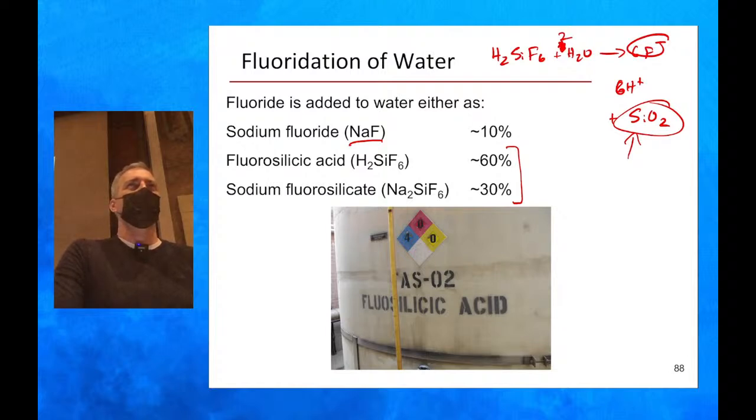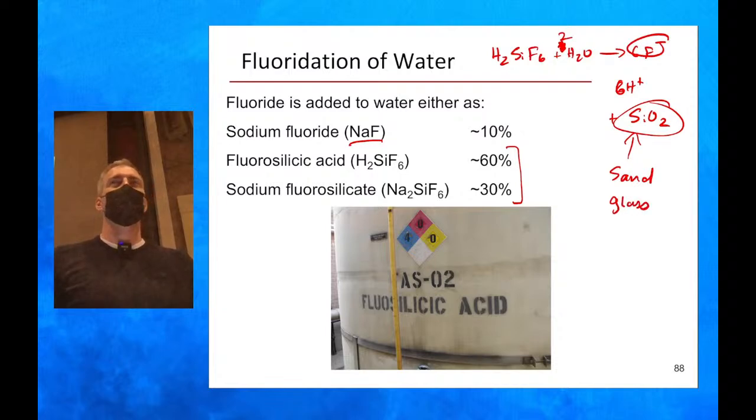Sometimes called silica. If you buy shoes or something, there's often little packets of silica in there to desiccate it, to keep it dry. That's silica. Another name for silica is sand. Sand is silicon dioxide. Glass is silicon dioxide. Glass is just melted sand.